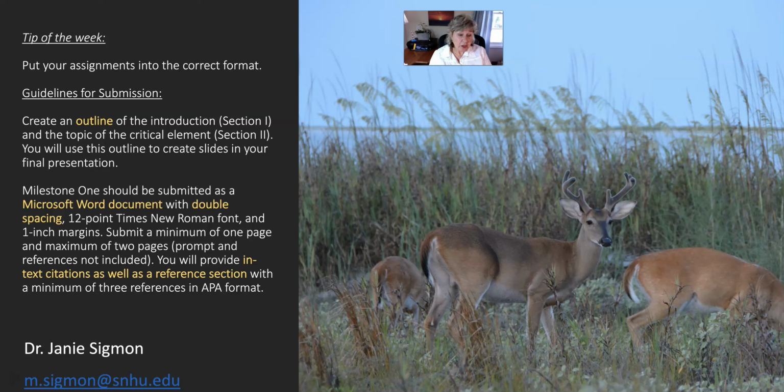Okay, so to reiterate, tip of the week, put your assignments in the correct format. Always look for this in your instructions wherever they are for whatever assignment it is that you turn in, especially in an online class, but anywhere, of course.